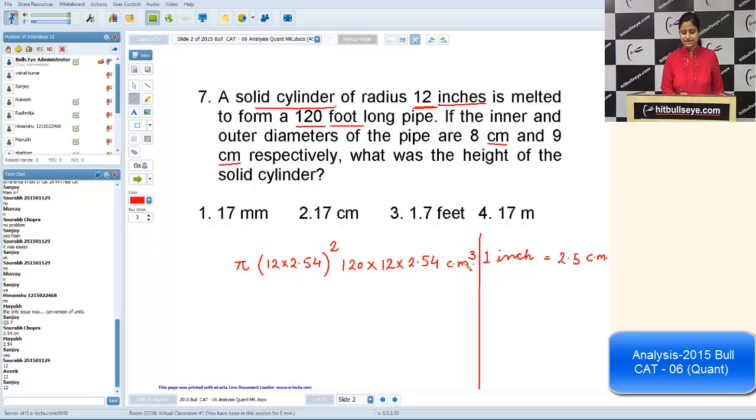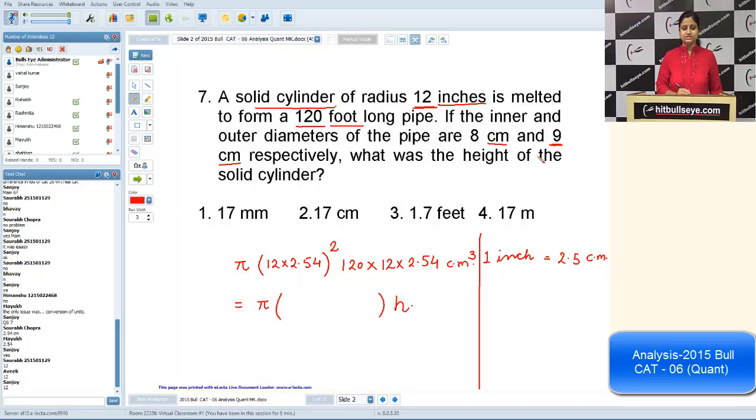Now this cylinder is melted and converted into a pipe. What is the volume of the pipe? Because again, pipe is of cylindrical shape, we'll apply the same formula pi r square h. But this is a hollow pipe. So what is the height? That is the required thing. Let it be h. Now what is the radius here? First of all, I'm writing the volume of the outer cylinder.